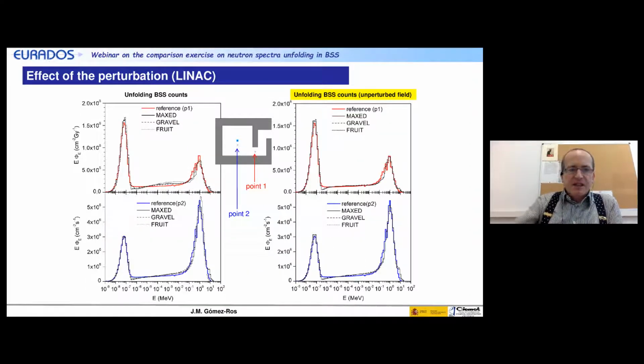One thing that can be seen is that if, mathematically or using Monte Carlo simulation, we remove this perturbation from the counts, then the unfolding considering just the unperturbed field can be solved accurately, both in the case of 0.2 as well as in the case of 0.1.